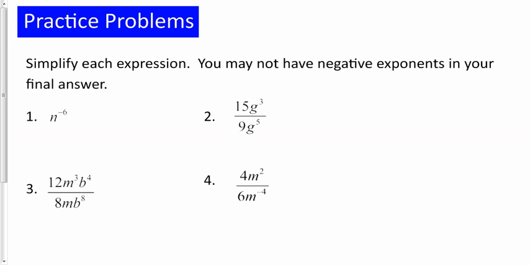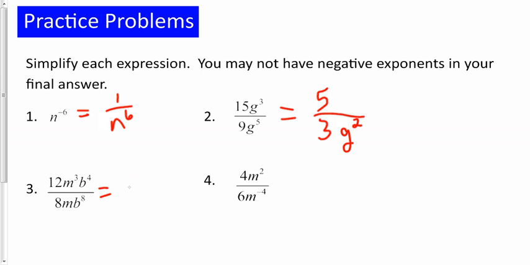Okay, I want to simplify these expressions, and I cannot have negative exponents in my answer. So the first one here, I have a negative exponent. I want to rewrite that. N to the negative 6, I could just write that as 1 over n to the 6. In number 2, I want to simplify this, and I don't want negative exponents. That means I may need a fraction bar here. 15 over 9, well, the coefficients just reduce to 5/3. G to the 3rd over g to the 5th, 3 minus 5 is negative 2, telling me that my variable g is going to be in the denominator.